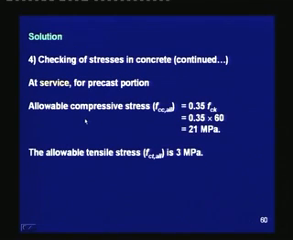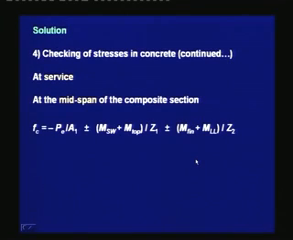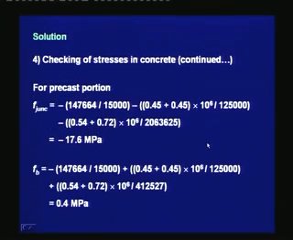At surface conditions, for the prestressing portion, the allowable compressive stress is 21 and the allowable tensile stress is 3. The expression of the stress at the mid-span for the composite section is given by minus PE by A, the prestressing force, then the effect of the self-weight and the topping moment, and the effect of the finishing moment and the live load moment. We are calculating the stresses at the junction. We find it is minus 17.6, and the stress at the bottom is 0.4 MPa.